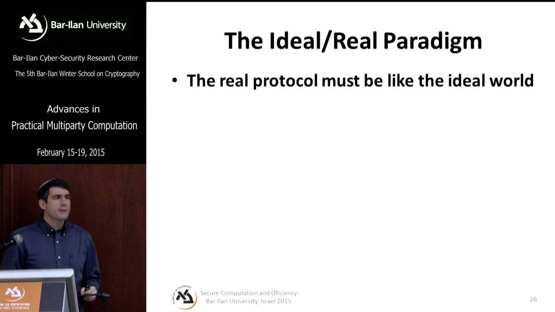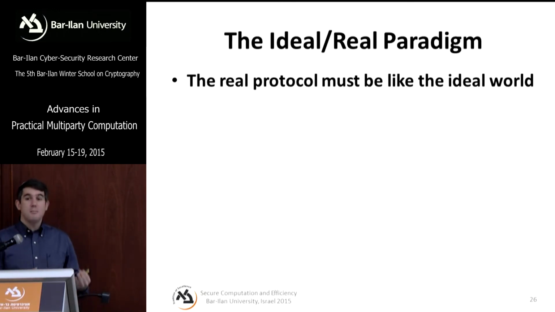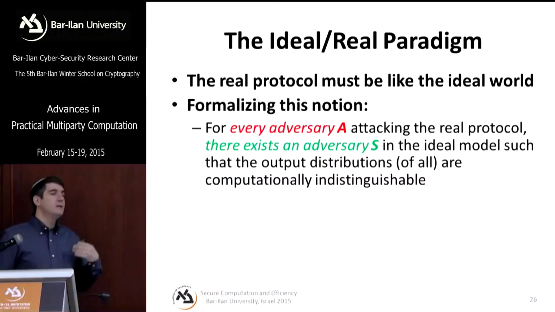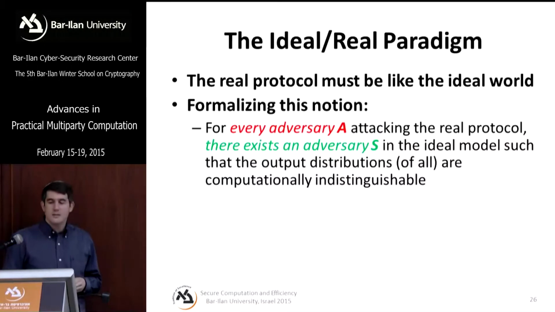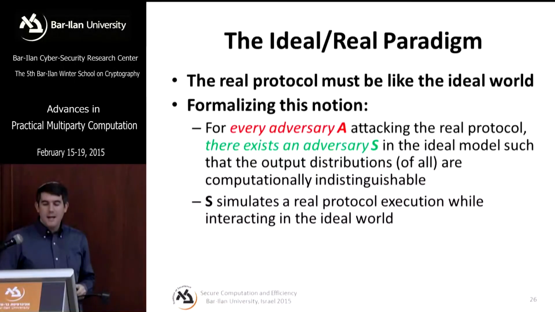So now I have a real protocol, there's no trusted party, we don't trust anyone, we're back to being cynical cryptographers, but we want our real protocol where the parties interact to actually behave like this ideal world. And we're going to formalize this notion like in the semi-honest. We're going to say that for every real adversary A attacking the real protocol where there's no trusted party, there exists an adversary S who runs in the ideal world but manages to get the outputs to look the same.